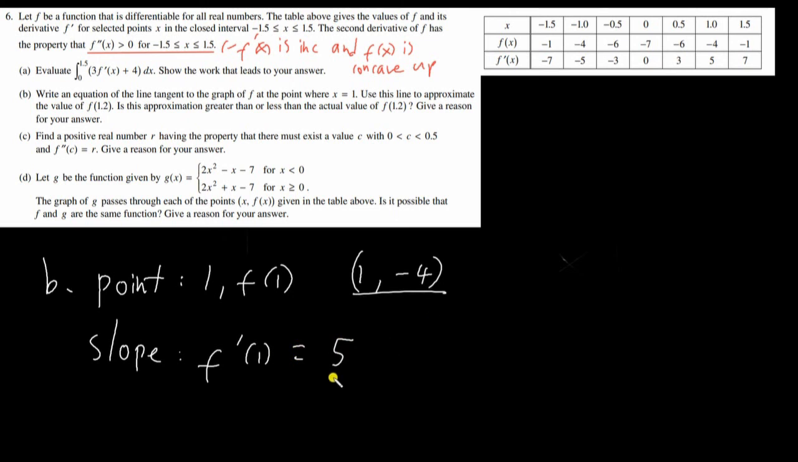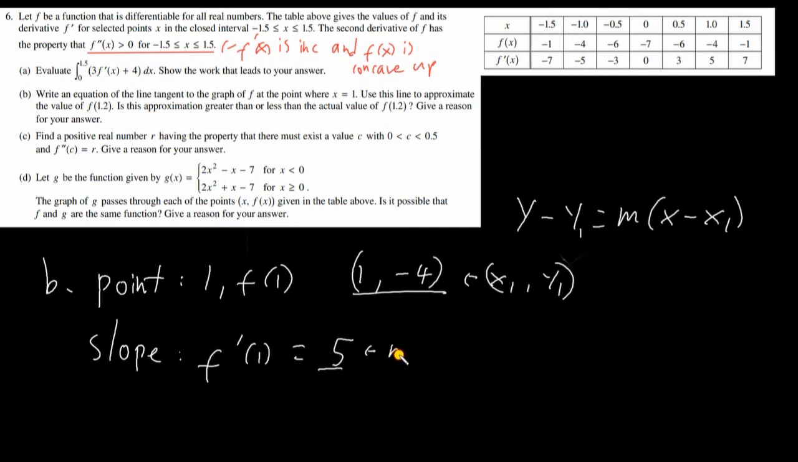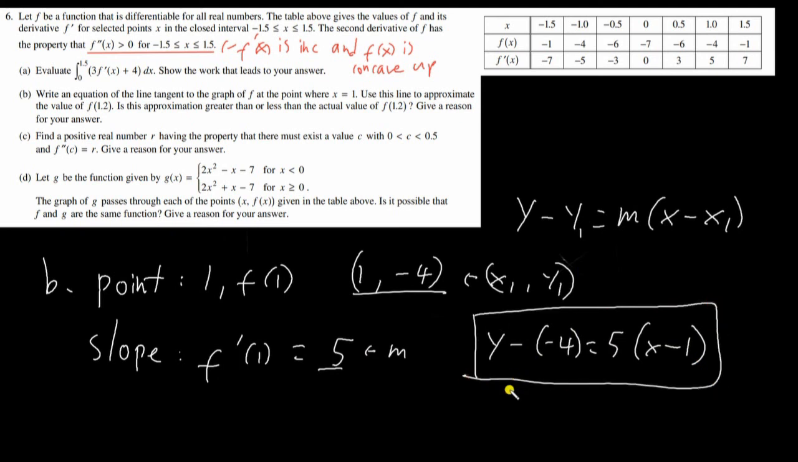So now we have our point, we have our slope. We can put these together in point-slope form, which, if you don't remember, is y minus y1 is m times x minus x1, where this is our x1 comma y1, and this is our m. So it's going to get us y minus negative 4 is equal to 5 times x minus 1, and that is our tangent line.